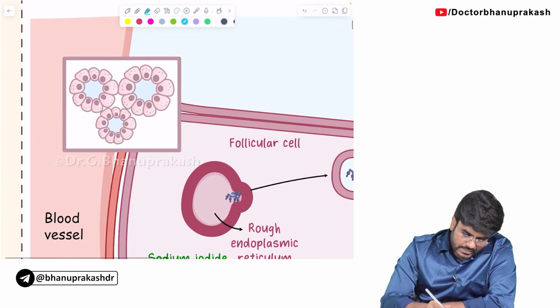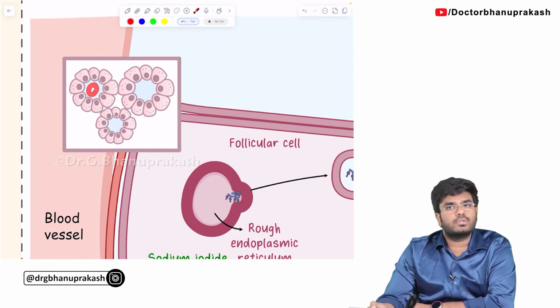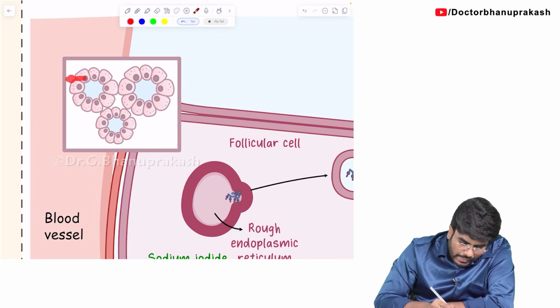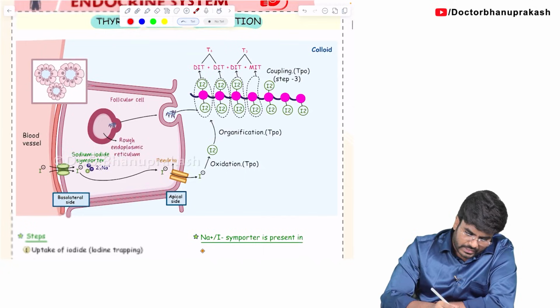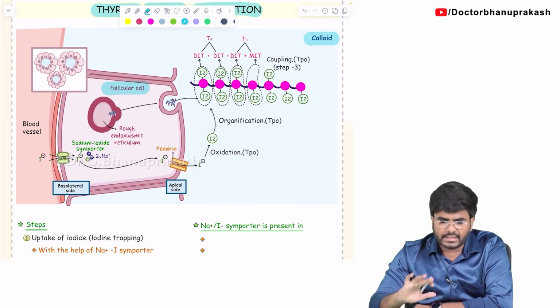Let's say these are the thyroid follicles. You know, these are the thyroid follicles, the follicular cells. In the center, what is this, guys? Colloid. Now, I am taking this area, where I am taking one follicular cell and a bit of colloid. So you can very clearly see here this is the follicular cell and here there is colloid, the central space.